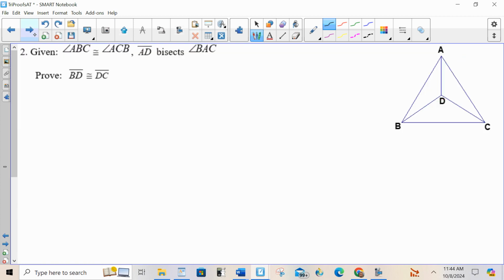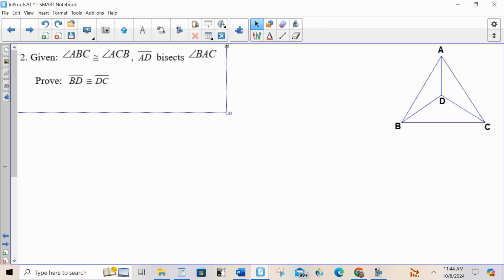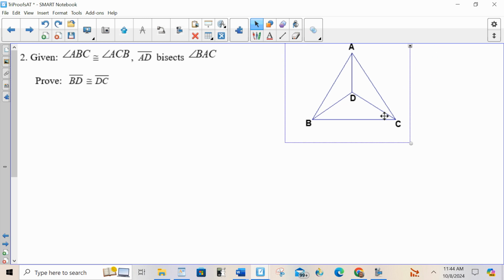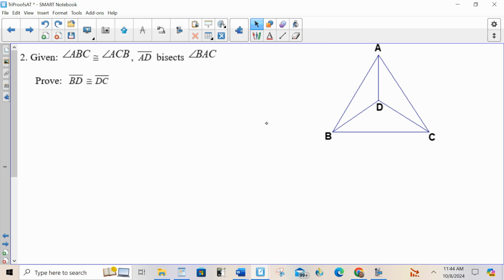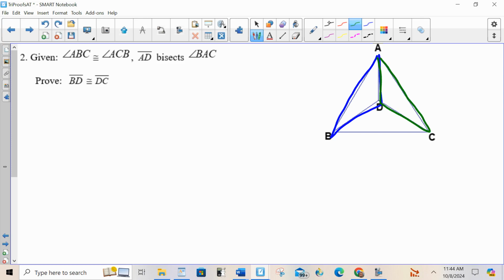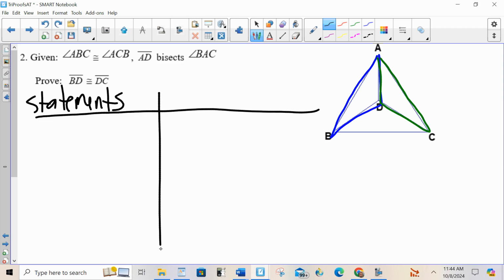All right, let's just take a look at one more, because there's really just two new additional tools. There's the isosceles triangle theorem and addition subtraction property. So number two, I'm always proving triangles are congruent. Is it obvious which triangles I'm proving congruent? It is to me. I've got the blue and I've got the green. So, statements, reasons.